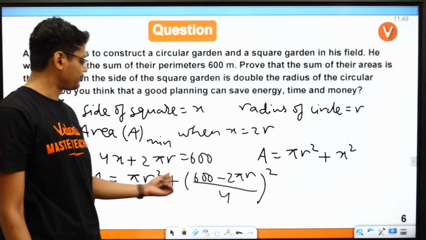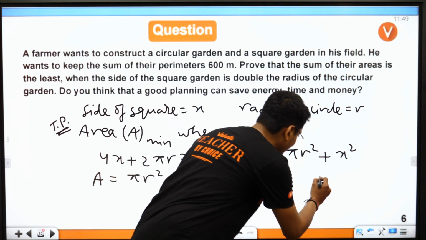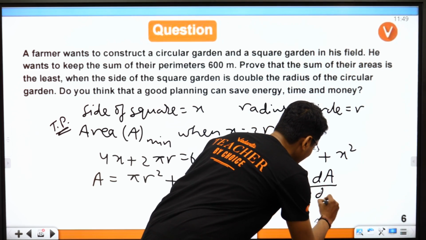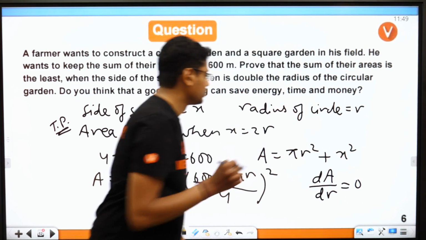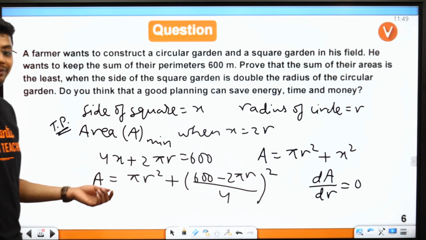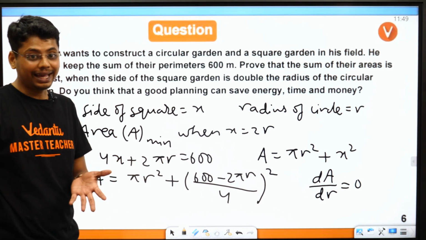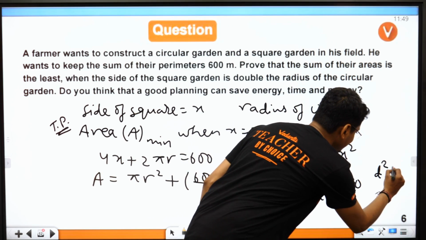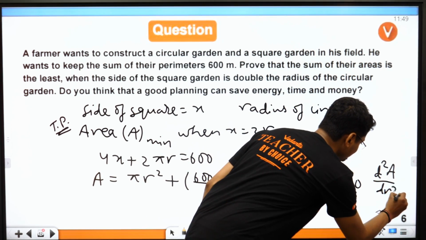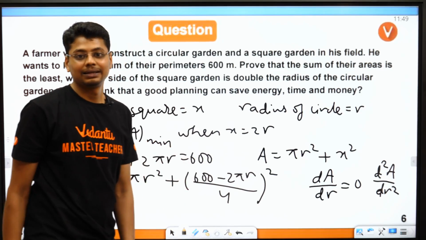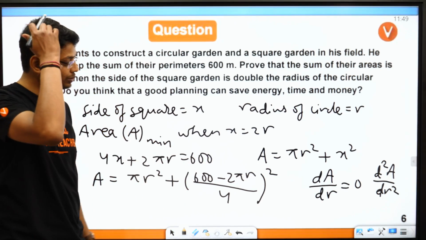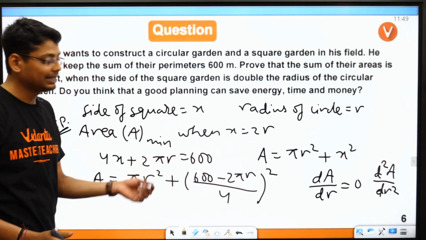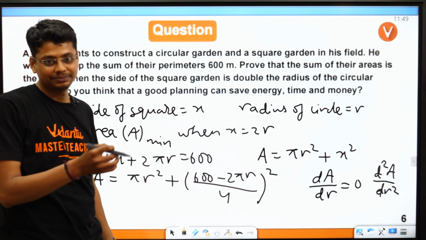So this A is a function of R. What will I do? I'll do dA by dr equal to 0. And I would get the value of R, and then I will show that at that value of R, d square A by dr square is positive, so that I can show that at that value of R, I am getting a local minimum of A.